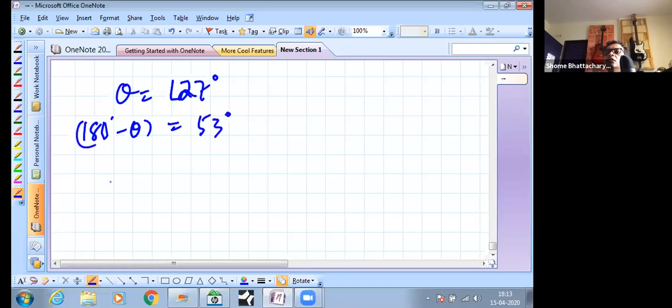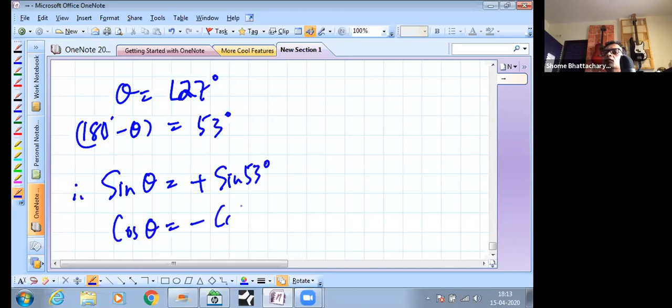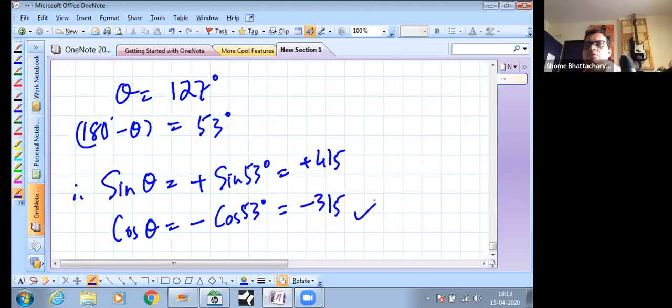That's why sine theta will become plus sine 53, whereas cos theta will become minus cos 53. So sine of 127, which is what I had asked you in the first place, will be plus 4 by 5, whereas cos of 127, if I ask you that, is minus 3 by 5. So these are the values. Okay. So this is the complete explanation of trigonometry in the second quadrant.